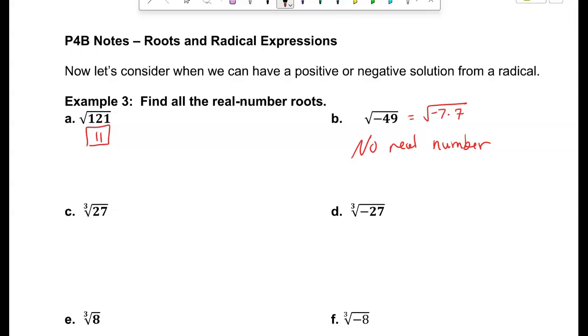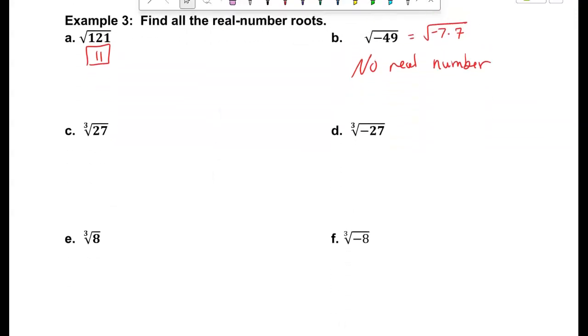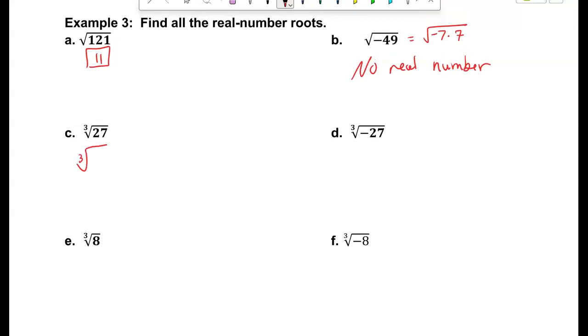All right, now let's look at the next one. What is going to be the cubic root of 27? Yeah, because if I did the prime factorization of that, 3 times 3 times 3 gives me what? 27. That's going to be 3. Now let's look at the next one.